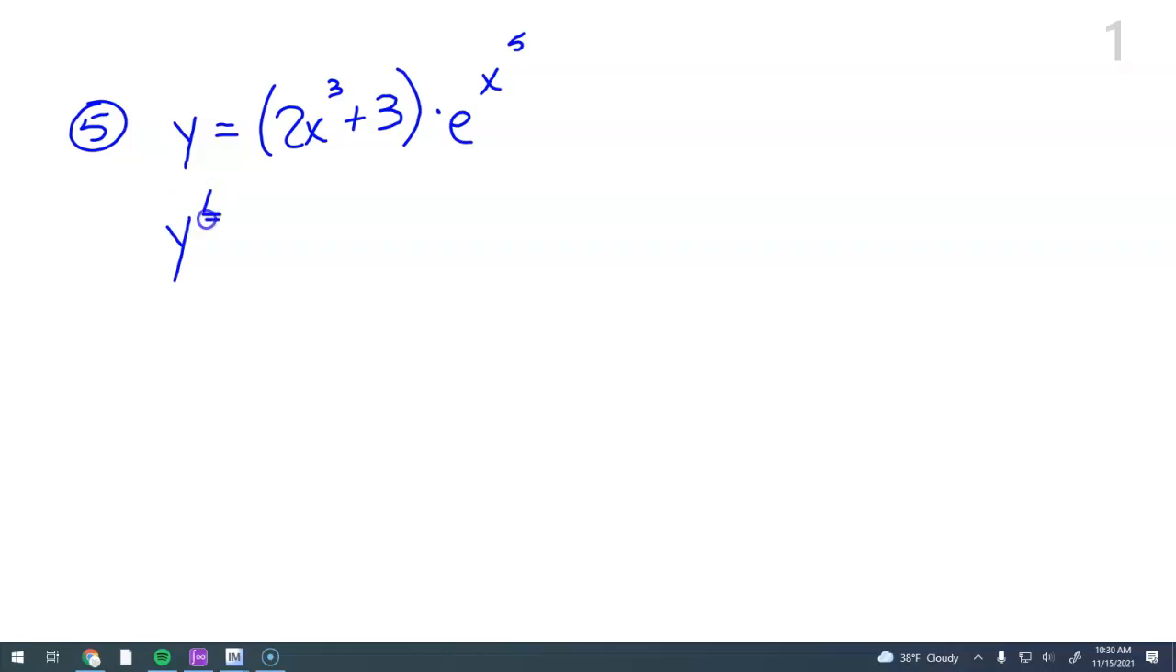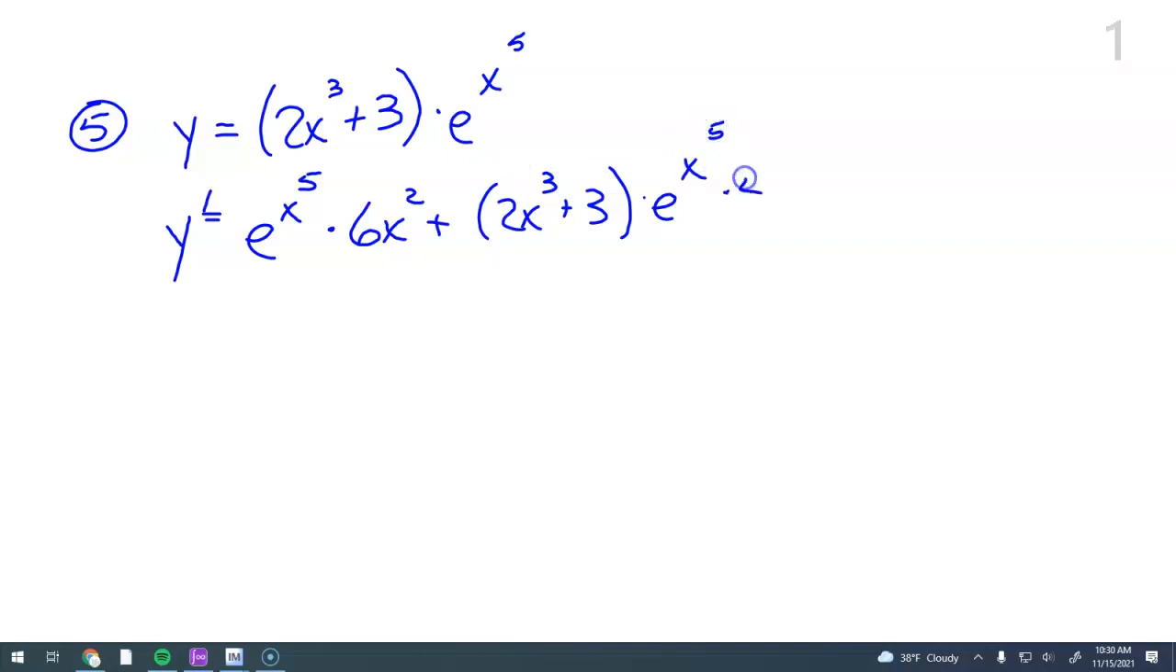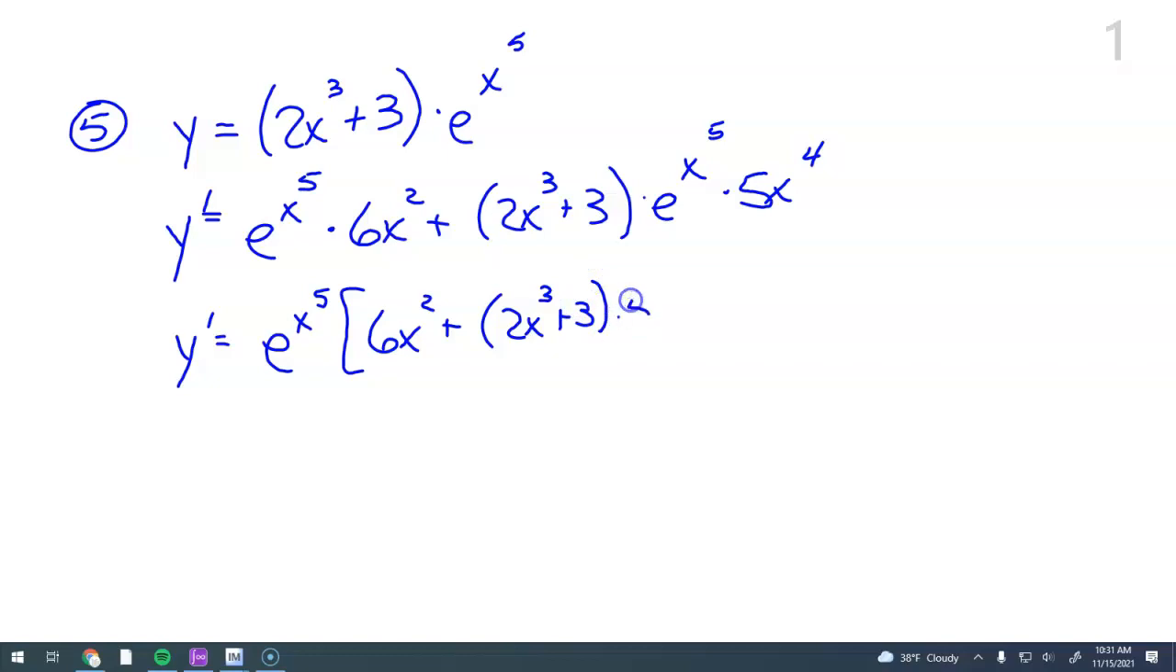Alright, so second thing times the derivative of the first thing, so 6x squared, plus first thing times the derivative of the second thing, which is e to the x to the 5th, and then times the derivative of x to the 5th, which is 5x to the 4th. So let me do this in parts. If I just take an e to the x to the 5th out, what's left here is 6x squared. What's left here would be 2x to the 3rd plus 3 times 5x to the 4th. And you can check if you were to distribute this back, wouldn't you end up with that stuff we just had before? That's the idea.